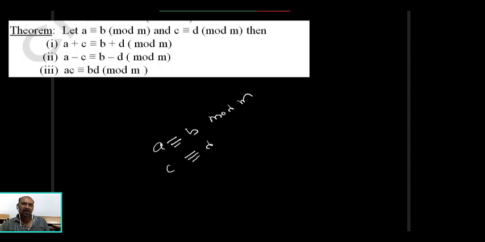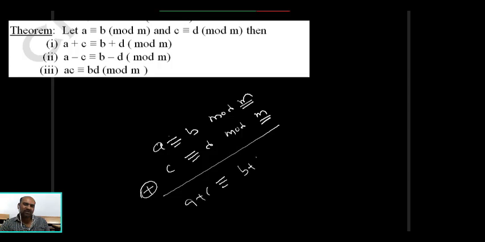C congruent to D modulo M, same modulo M. This should be the same. Property 1 says that we can add these two: A plus C is congruent to B plus D modulo M.